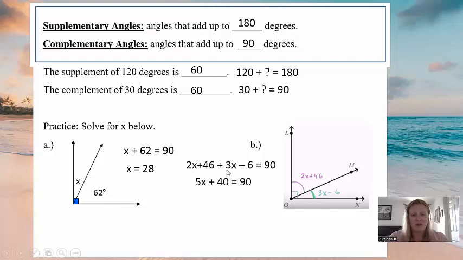Do a little bit of combining like terms. We'll subtract 40 and then divide by 5, and we'll find that the answer is 10.